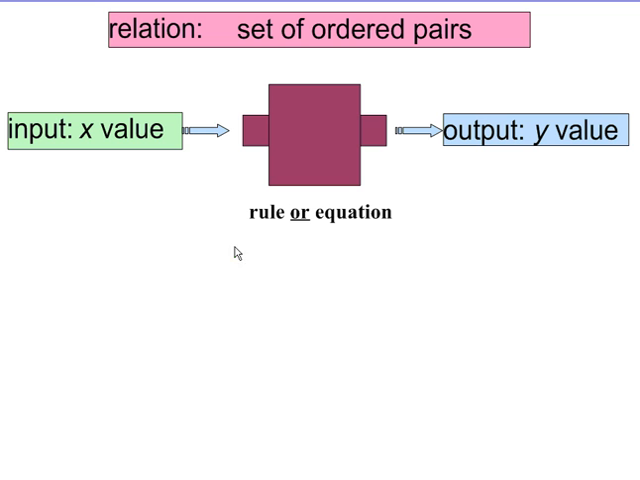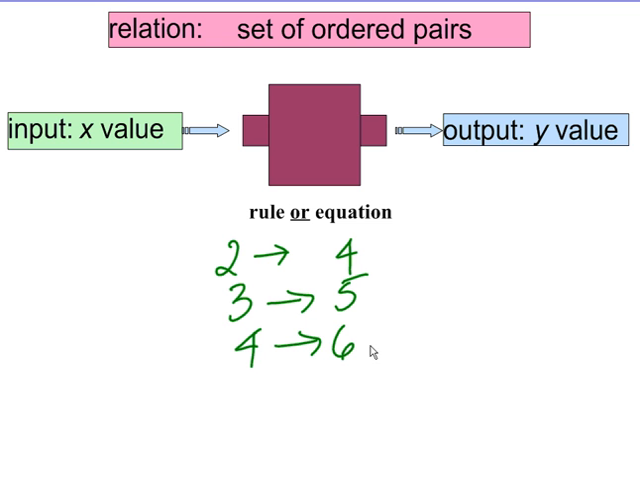Let's say that I put a 2 into the machine and on the other side as an output, out came a 4. I put a 3 and out came a 5. I put a 4 and out came a 6. We notice that the rule or what's going on inside here is we are adding 2. Every time I put an input in, it adds 2. It takes me to the next number.